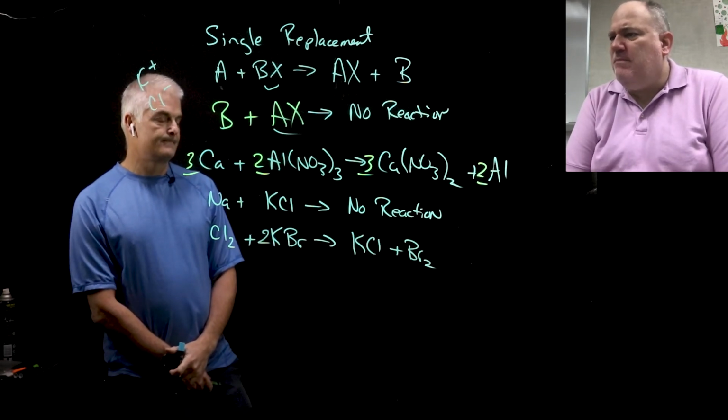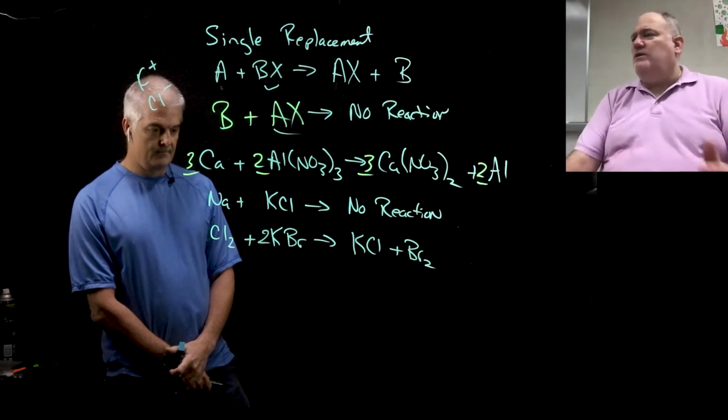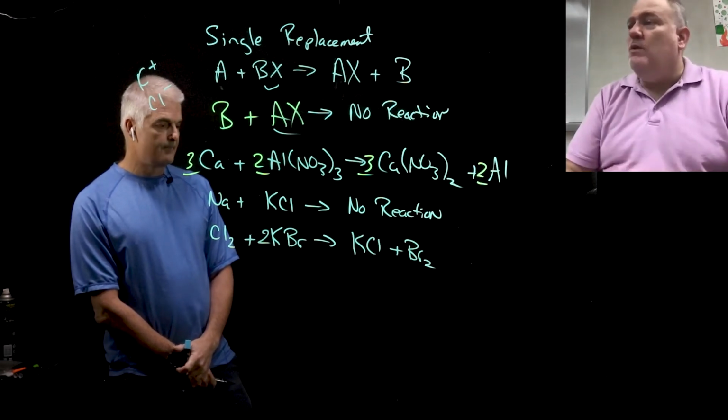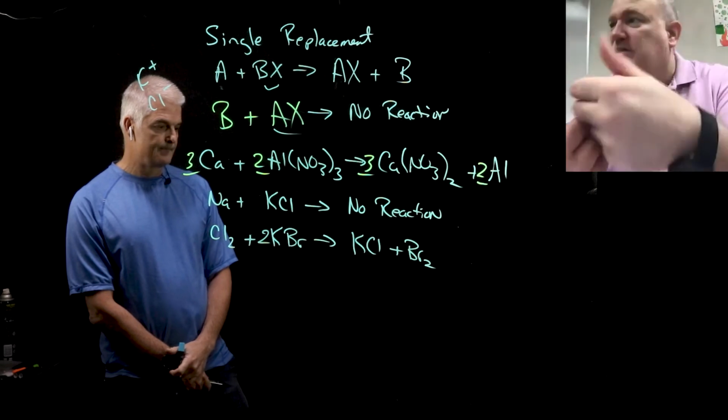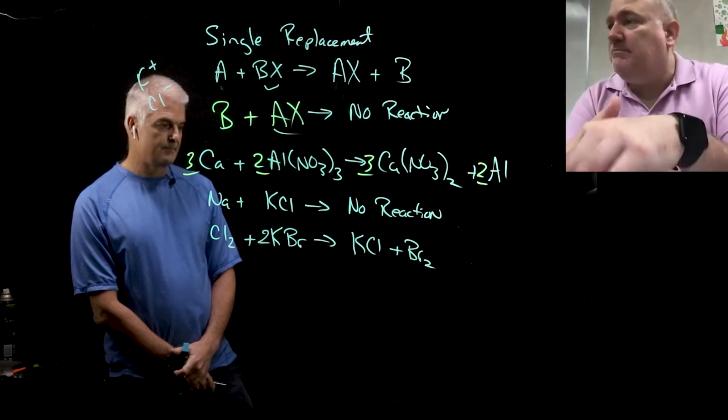Yeah, so in this case here, remember, if you ever have a halogen by itself, it always is a diatomic with a 2. When you put it into a compound, it immediately dresses itself up with a charge to be able to hook up. Yep.